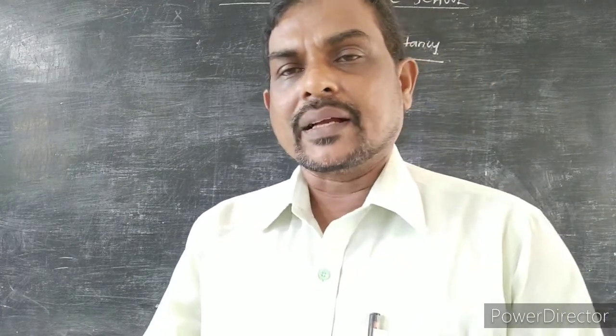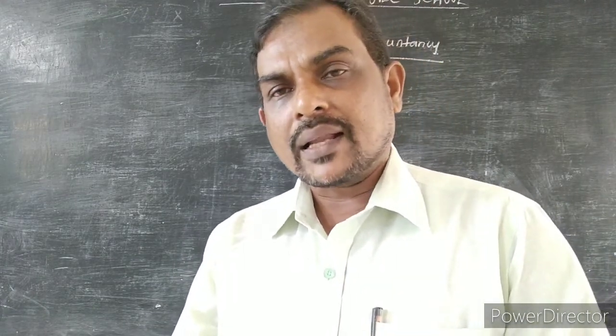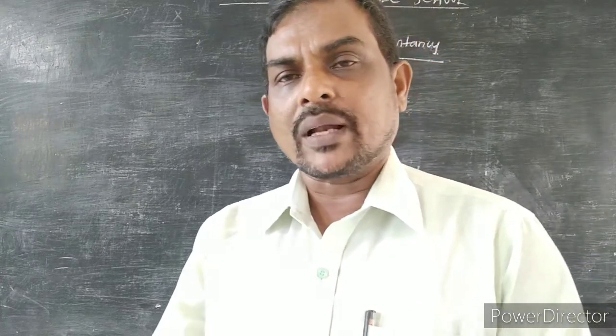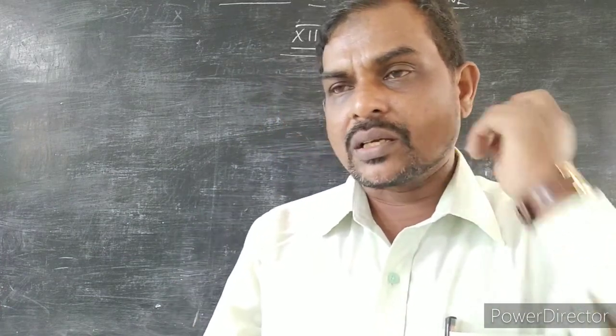Under the fixed capital method, we have to prepare 2 accounts: one is capital account and another one is current account. Under the fluctuating capital method, we have to prepare only one account, that is capital account. This is the first topic.